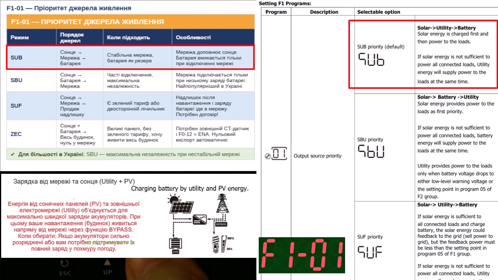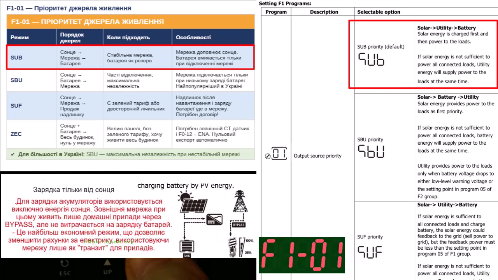The grid always sits between solar and battery as a buffer. When should you use this mode? If you have a relatively stable grid and you only need the battery as a backup during outages. If you want to get the most out of solar during the day while still having reliable grid power as a supplement. It's a great fit for vacation homes or offices where outages are rare.